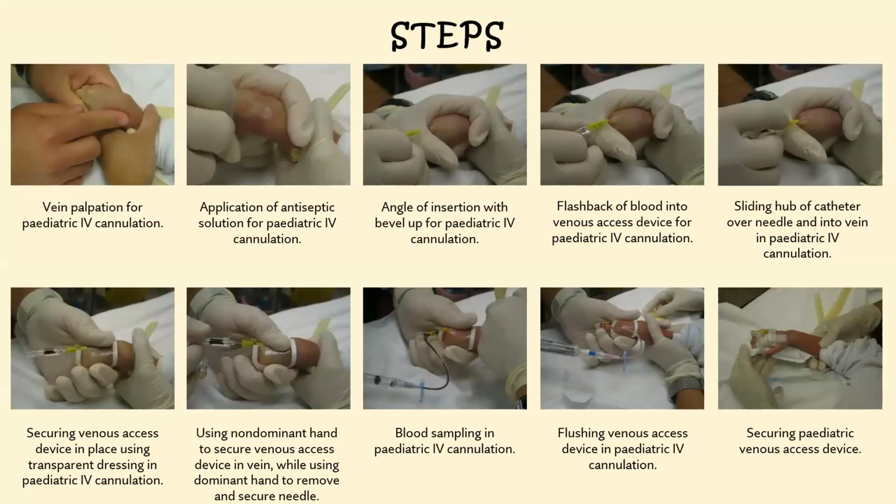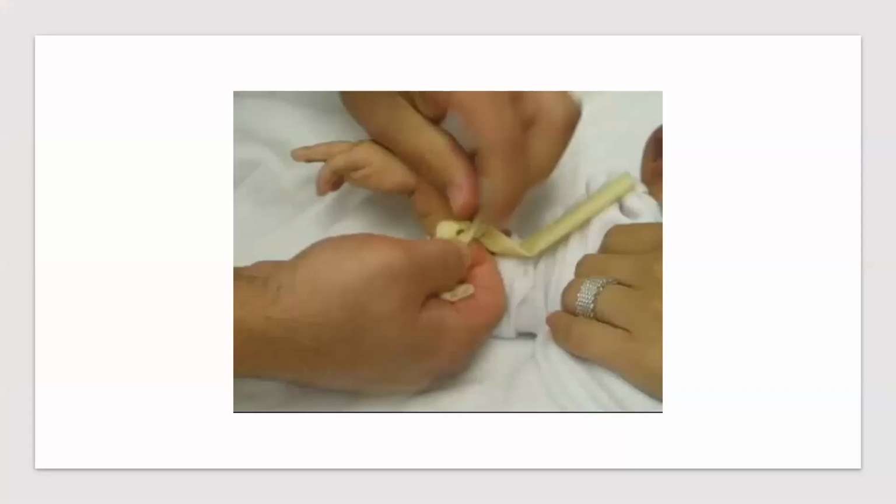Okay, so next, the steps are the same as the venipuncture, but what is different? The difference is that we need to flush. We need to flush the needle in the IV cannulation with the saline solution. Next, okay. So this is the video. You can watch it later.